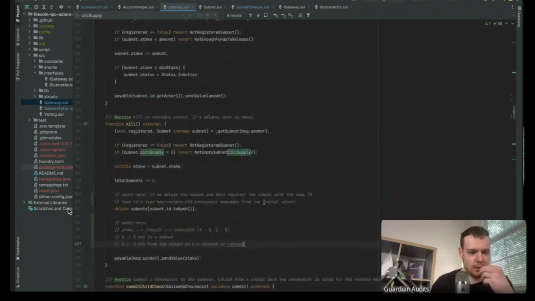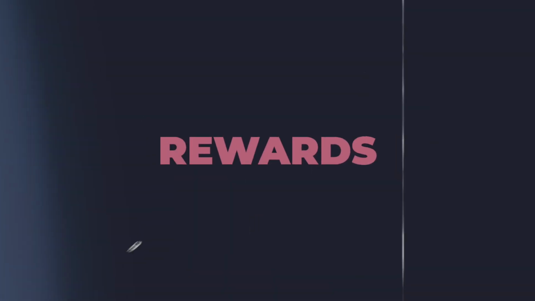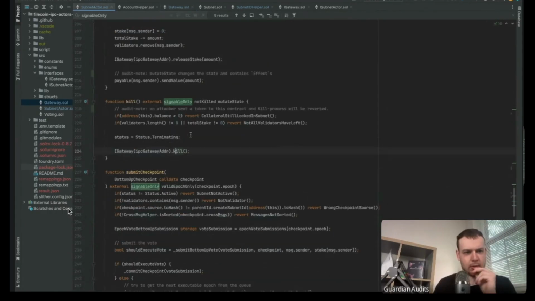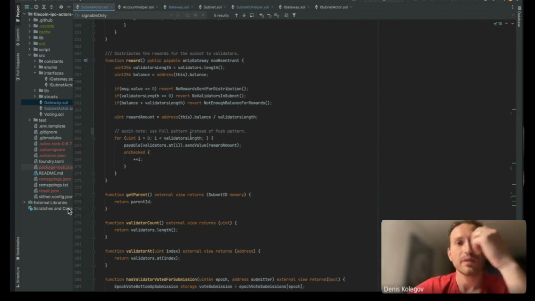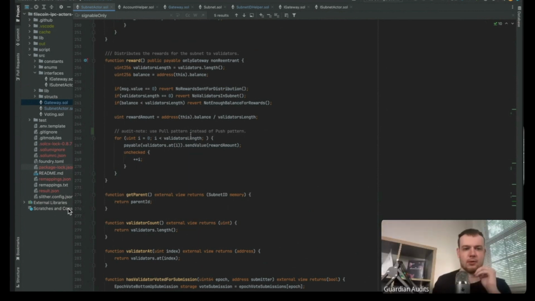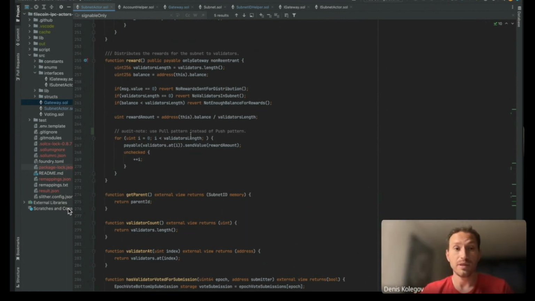Let's move on to rewards, because I think we'll go and look at rewards. This is an interesting function because it's called from the gateway to the subnet actor, and it's kind of a side effect. Is that correct? Yeah, that's correct. So what are the scenarios in which a reward is triggered from the gateway? The goal is to reward validators that send cross-net messages between different subnets.